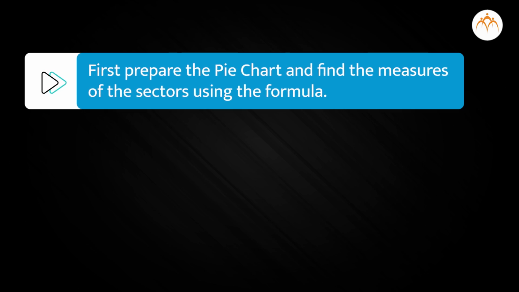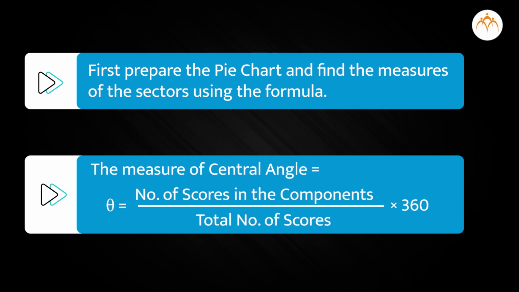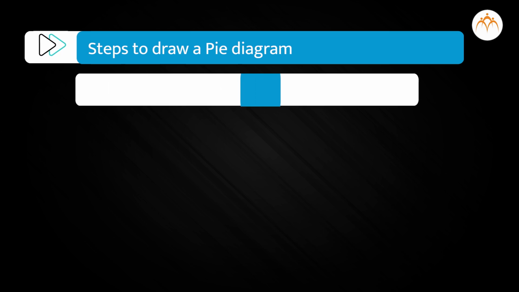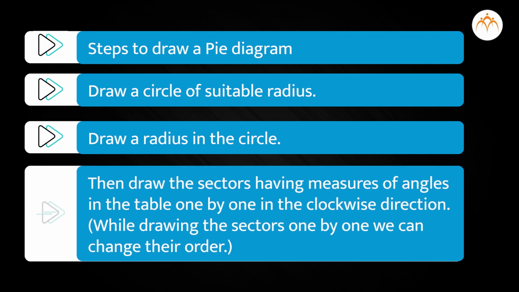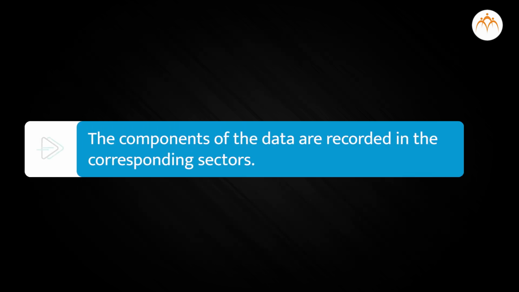What did we learn? First, prepare the table and find the measures of the sectors using the formula. The measure of central angle theta is equal to number of scores in the component divided by total number of scores into 360. Steps to draw a pie diagram. Draw a circle of suitable radius. Draw a radius in the circle. Then draw the sectors having measures of angles in the table one by one in the clockwise direction. While drawing the sectors one by one, we can change their order. The components of the data are recorded in the corresponding sectors.